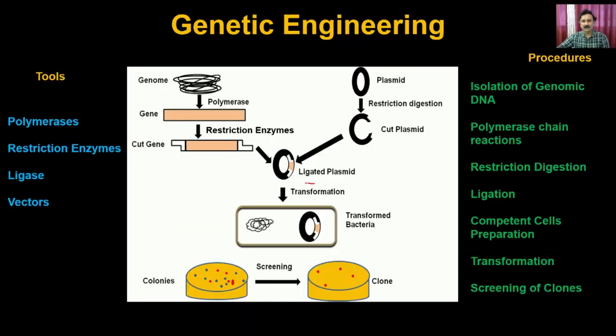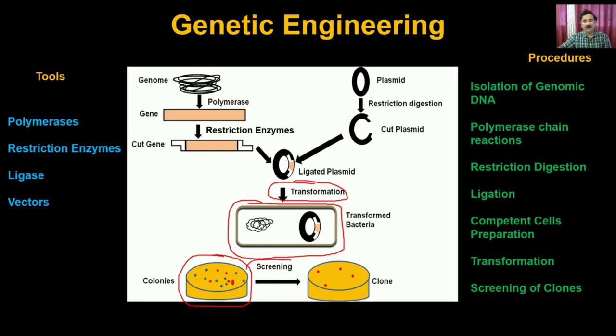Once you are done with the transformation, the DNA is going to be delivered to the bacterial cell. But you can imagine that if I am taking 100 bacterial cells, it may not be possible that the DNA will go into all those 100 bacterial cells. So there is a requirement that we should be able to screen the bacteria which have taken up the DNA from the bacteria which have not taken up the DNA.